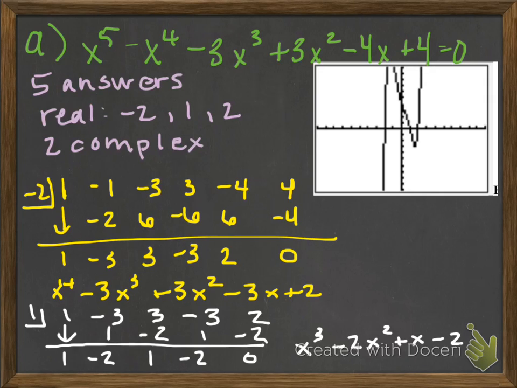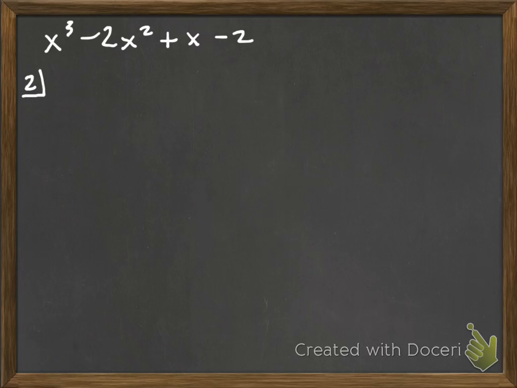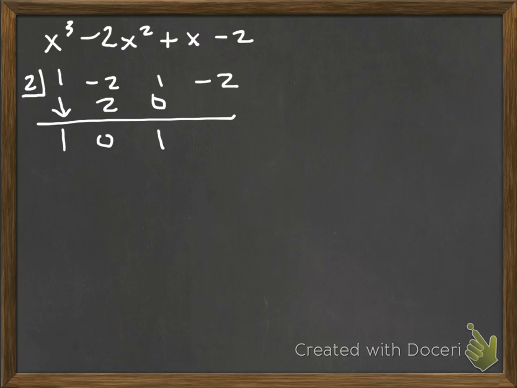So we're going to do synthetic again, now using the 3rd real answer, which was +2. Doing synthetic with +2, I have 1, -2, 1, and -2. So I drop my 1, 2 times 1 is 2. We add, we get 0. 2 times 0 is 0. 1 plus 0 is 1. 2 times 1 is 2. No remainder. So I've gone from the 5th power all the way down to the 3rd, and by doing this next step of synthetic, now I'm down to the 2nd power. So now I'm down to x squared plus 1.